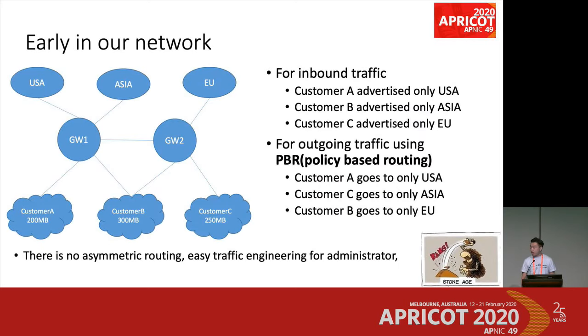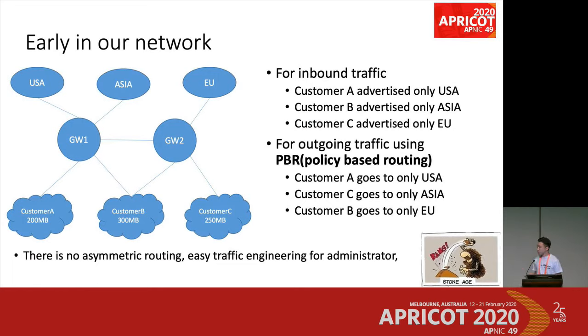So, in the early period, please look at our topology. This is our gateway routers, and we have connected to three regional internet gateways: USA, Asia, and Europe. The bottom is our customers. So how did we control our traffic in the early period? For inbound traffic, we used separate advertisements for our BGP. For example, customer A advertised only to USA, customer B only to Asia, and customer C only to Europe. Then these customers' incoming traffic comes from their advertised gateways.